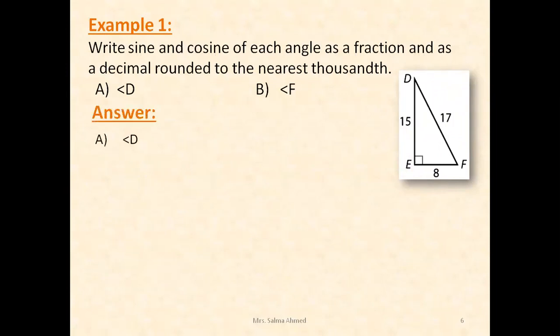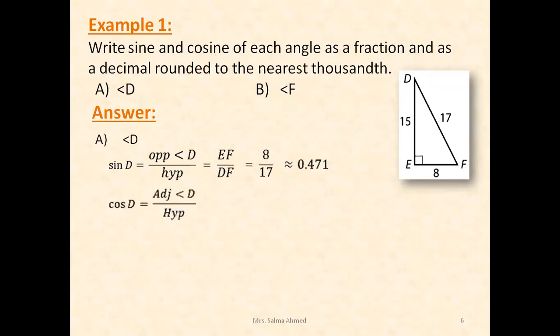For angle D, sine D will be the opposite side in front of D. Here is D, and the side in front, the opposite one, is EF. So it will be EF over the hypotenuse, which is DF. So it will be 8 over 17, and by approximation 0.471.